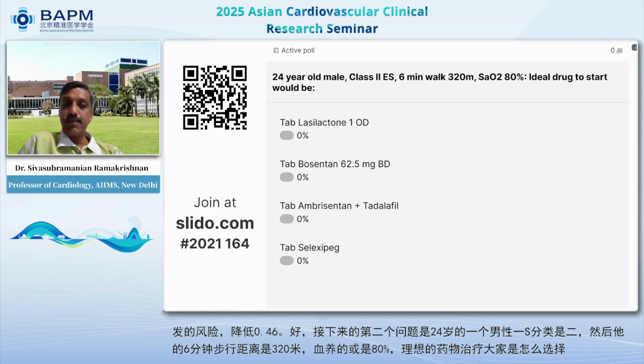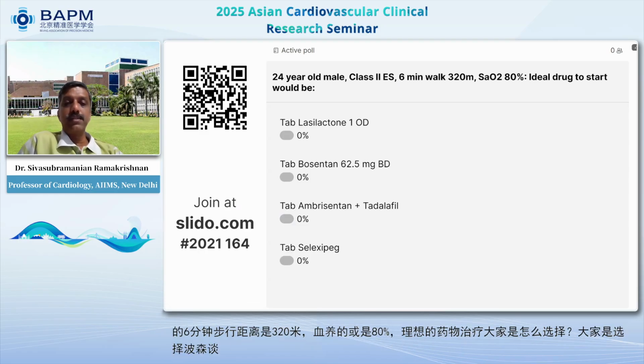Would you start a furosemide with spironolactone combination? Would you start bosentan, a combination of ambrisentan and tadalafil, or selexipag? So what would be the treatment that you would be starting?